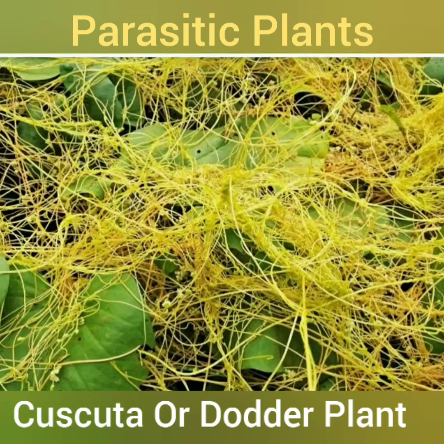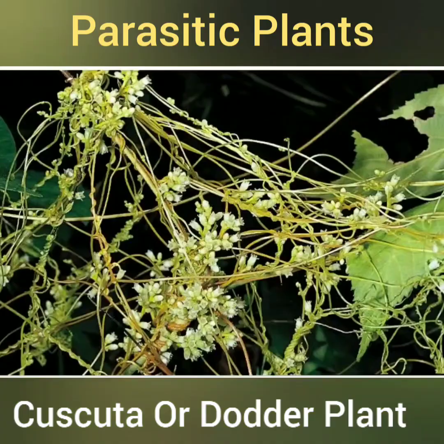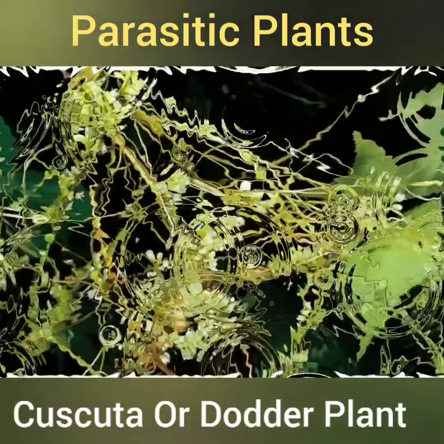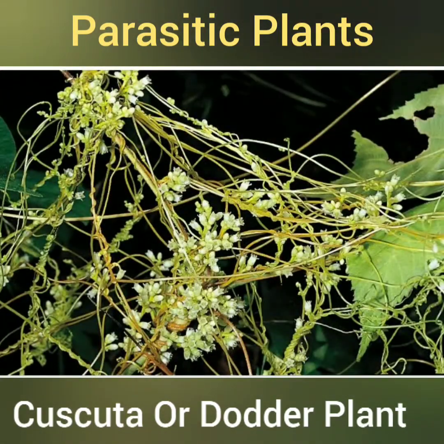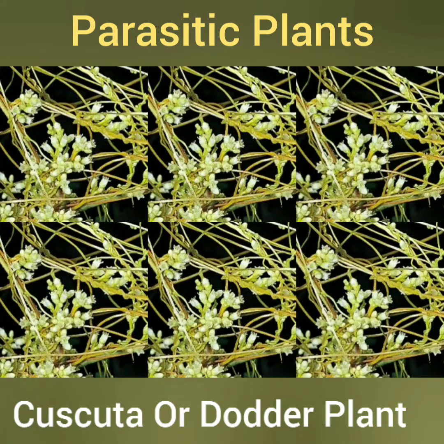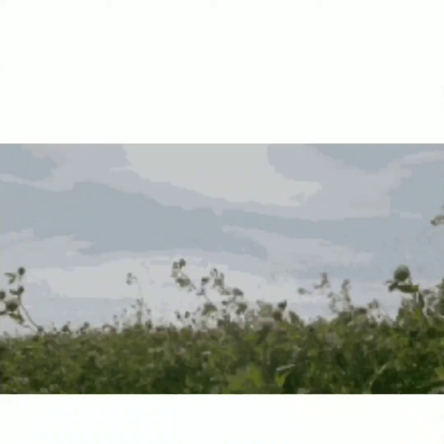Do you know, Cuscuta or the dodder plant, commonly known as Amarbel, is a non-green plant. It has a yellow, thread-like stem that helps it to climb over stems and branches of other plants. At various places, it develops roots that pierce the host body to draw food from it. Such plants are called parasitic plants.